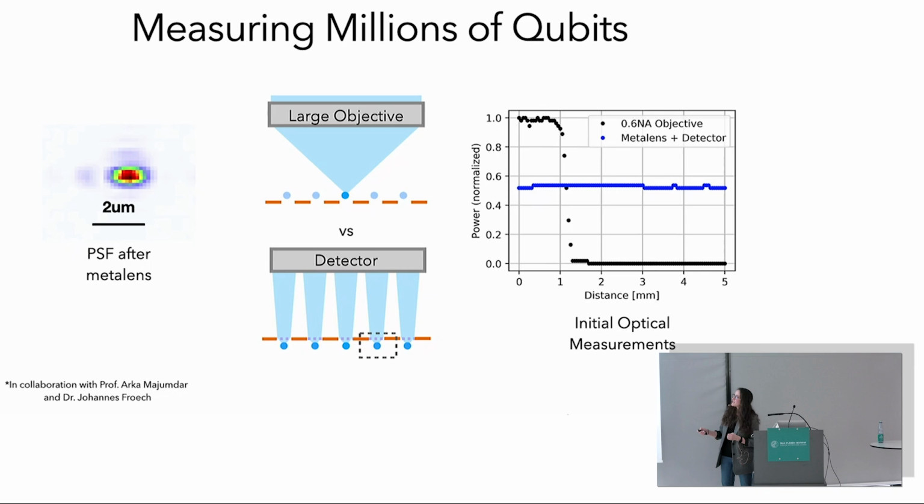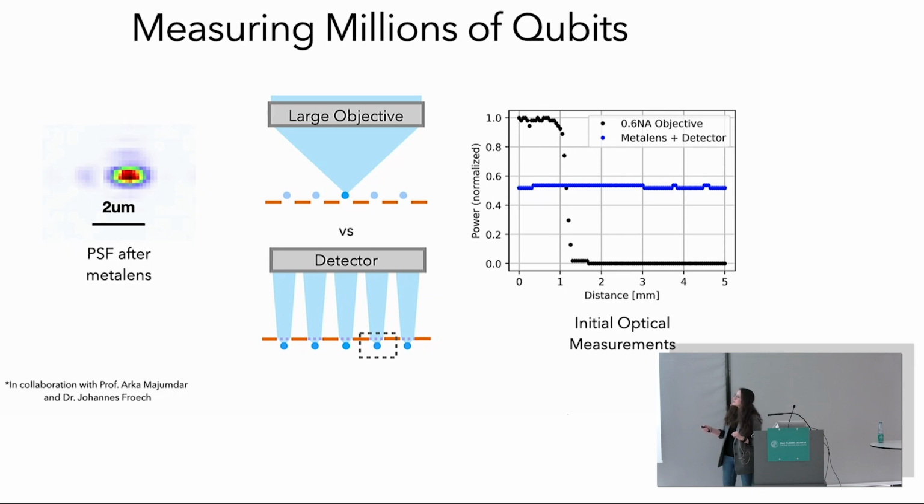We need to make this objective much larger if we wanted to be able to collect efficiently from these neighboring traps. On the other hand, our metalens did not work quite as well as we expected. We expected to get at least 90% up here, but we only got 55% or so.